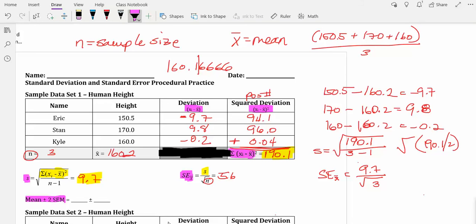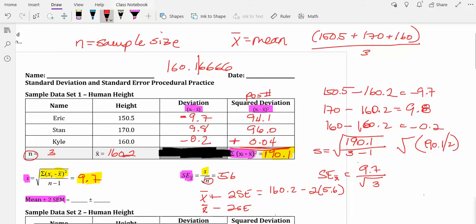So now we need to calculate what is our mean plus 2 times the standard error, and minus 2 times the standard error. So here's how we calculate that. We take our mean, and we're going to first add to it 2 times whatever our standard error is. And then we're also going to take our mean, and we're going to subtract from it 2 times the standard error. So for this data set, that's going to be 160.2 minus 2 times 5.6.